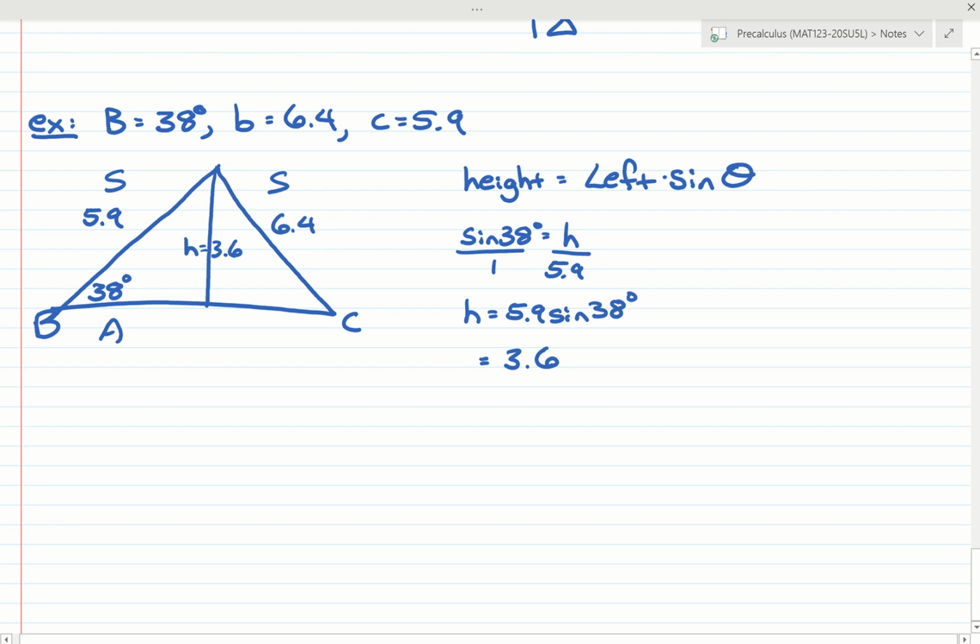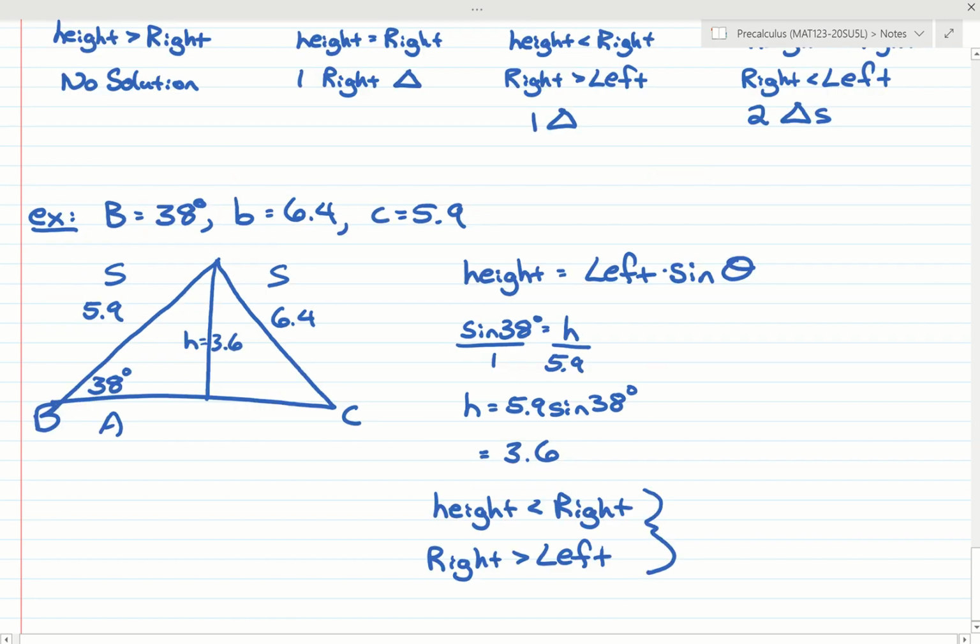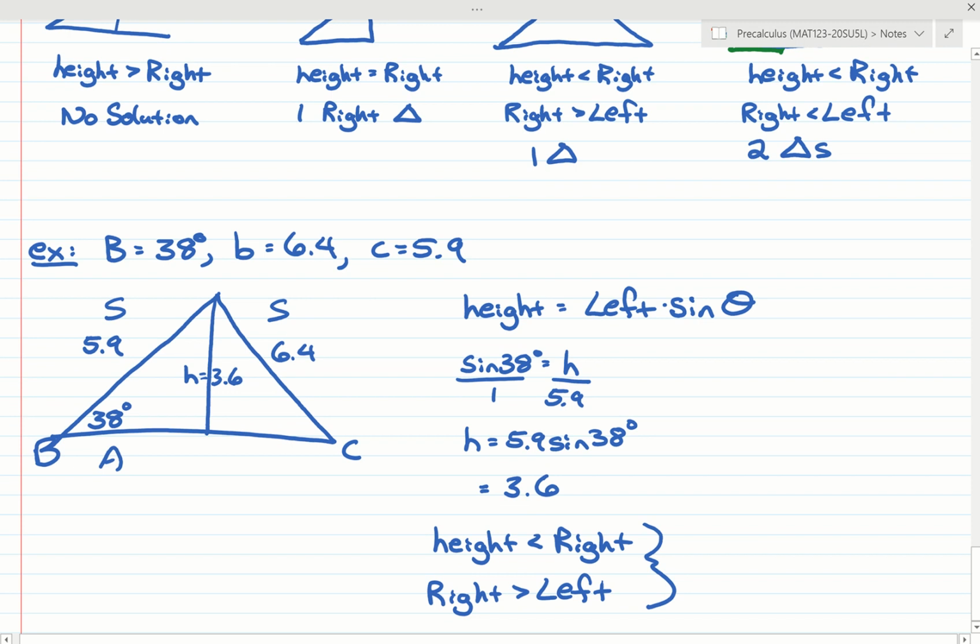Okay, so now let's look at the examples that we talked about up top, where the height is clearly smaller than the right side, and in this case, the right side is bigger than the left. How many triangles is this going to give us? Where the height is smaller than the right and the right is bigger than the left, looks like we're just going to get one triangle. So we're going to solve this like we usually do. And I'll show you an example of no triangles, and I'll show you an example of two triangles.